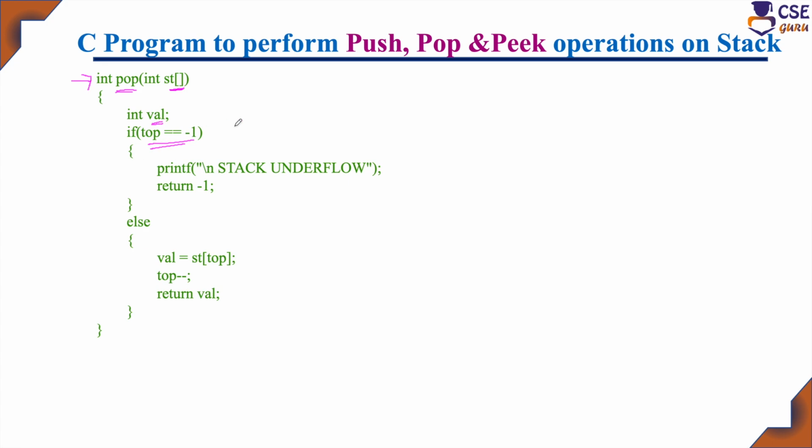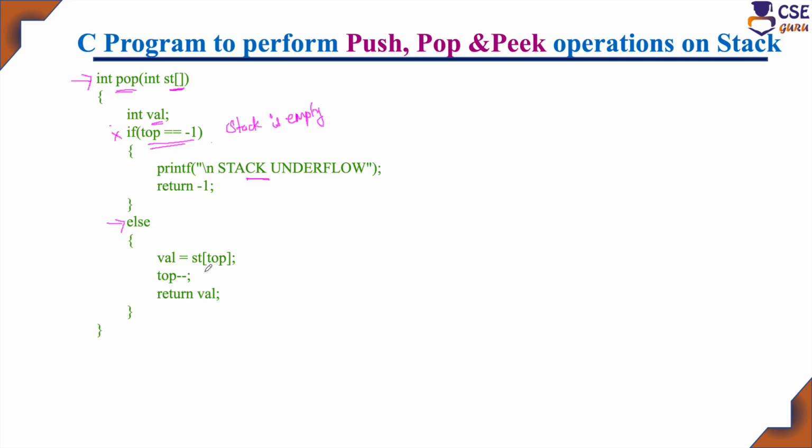Top is equal to minus 1 means it will check whether the stack is empty. If the stack is empty, you cannot perform the delete operation. There is no more element in the stack, so how will you perform the delete operation? So you cannot perform it. In that case, it will display the message stack underflow. Suppose this condition fails, it will go to the else part.